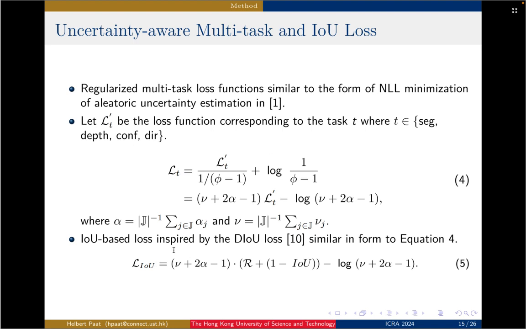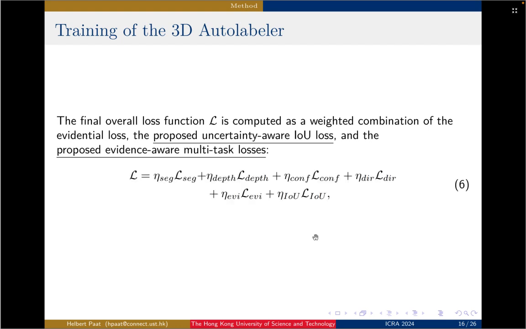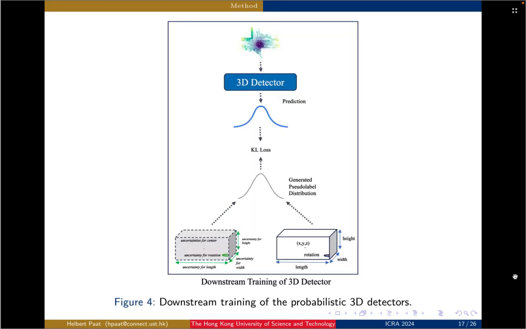And we also propose to include an IOU-based loss inspired by the DIOU loss, which is similar in form to this one. Now, for the final training, it's just a weighted combination of the evidential loss and the proposed uncertainty-aware IOU loss and multitask losses. But how do we now use these uncertainty values and the predicted 3D bounding box labels to train a downstream 3D detector? That is done using a probabilistic 3D detector, which enables the inclusion of pseudo-labels during the training phase.